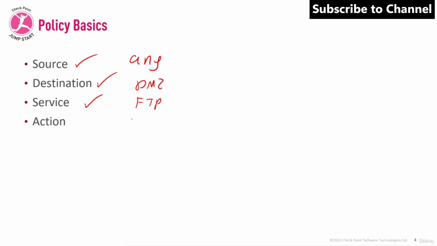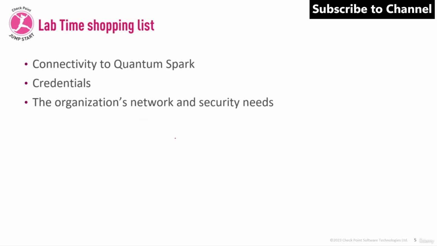So whenever traffic comes in and we can match it to a rule with these categories, we have an action. The action can be drop or accept. As we saw in a previous video, you already have default rules to protect your organization. However, in this video, we'll see how to customize it and add more rules to your policy. In order to demonstrate this, you'll need access to your Quantum Spark, you'll need to have the right credentials, and you'll need to know the organization's network and security needs.